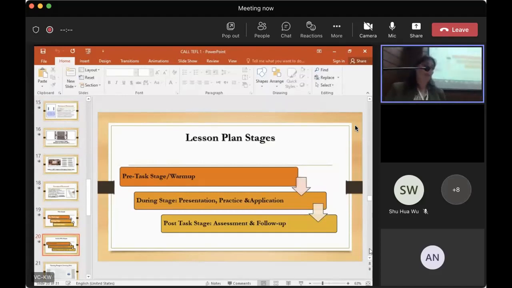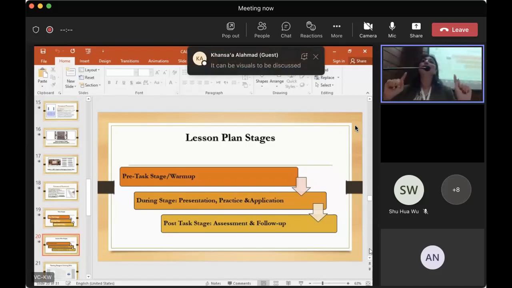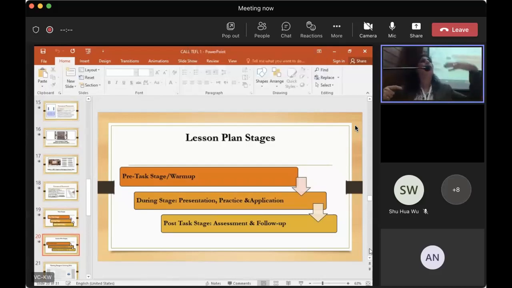This is not going to be an effective teacher. So the warm-up is going to pave the way for the during stage, which is the presentation and practice, and then later the application. Inside this stage, you're going to present the receptive skills, because usually you are showing them a video or giving them something to read, or listening to an audio or a video. All of these are receptive skills where the students are going to receive information.